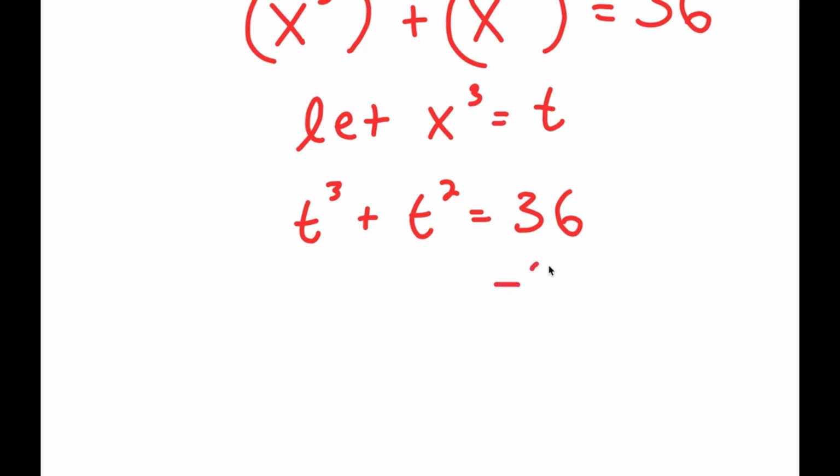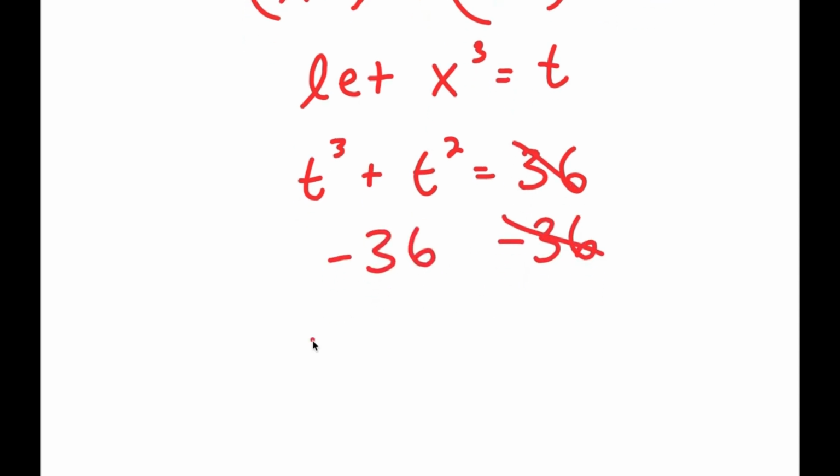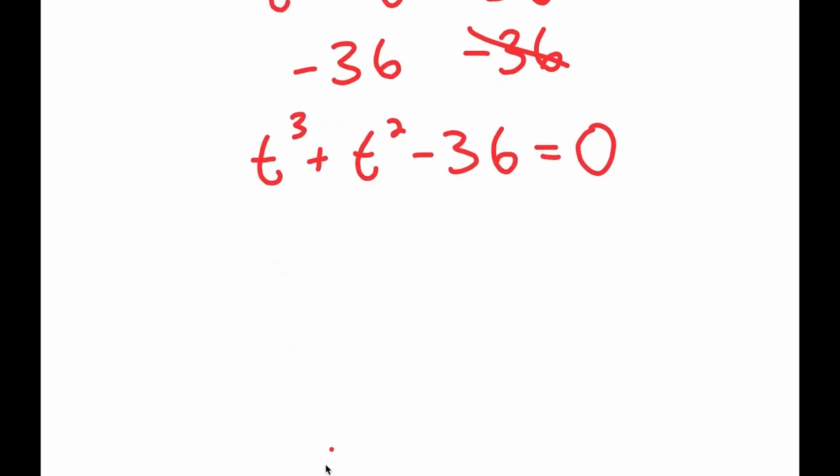And now if I subtract 36 on both sides, I get t to the power of 3 plus t squared minus 36 is equal to 0. Now to solve an equation like this, what we have to do is first find one solution and use that solution to find the remaining solutions. And to find that one solution, we just actually have to plug in numbers and see if they work.